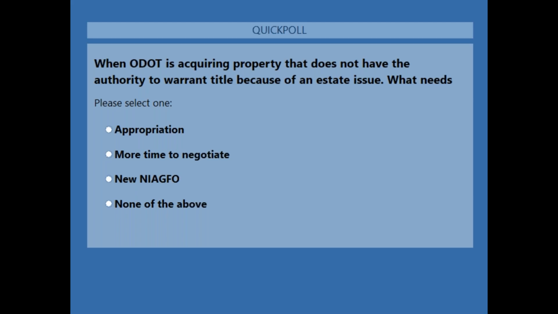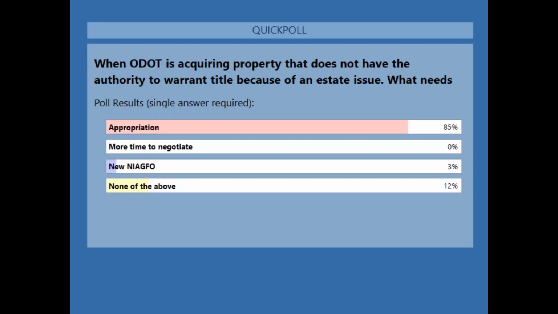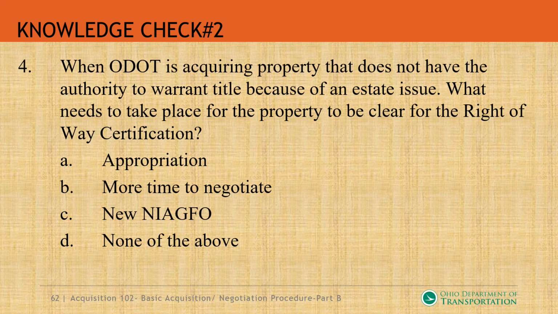We're getting there. We're aiming to have at least 80% of the folks vote, so. All right, I'm gonna close this out and share the responses. 85% said appropriation. New NIAGFO was 3%, none of the above was 12. So I'll hide that and you can tell us what the answer is. Here's the appropriation. All right.